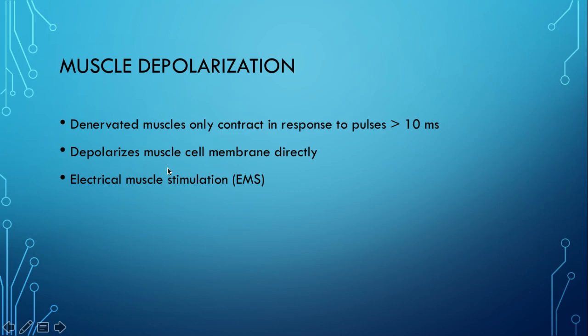Muscle depolarization. When you have a denervated muscle, it can only contract in response to pulses greater than 10 milliseconds. So this is why it's a little bit more painful. We call this electrical muscle stimulation versus NMES, and that's just the differentiation between the two, because you have a denervated muscle, so we eliminate that neuromuscular part of NMES. So with a muscle that is denervated, we use electrical muscle stimulation. Okay.